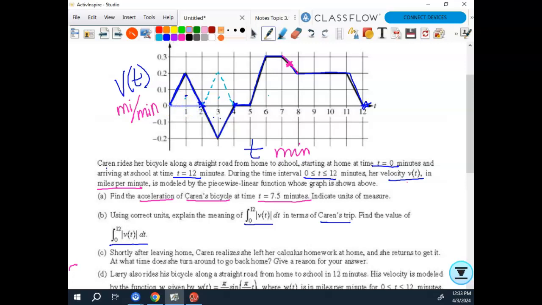This area is going to be 1/2 the base. What's the base? 2 times the height. So half of 2 is 1 times the height, which is 0.2. Okay? So this is negative 0.2 right here, but we're really using the 0.2 up here, so you can think of it however you want because we're making it the absolute value.